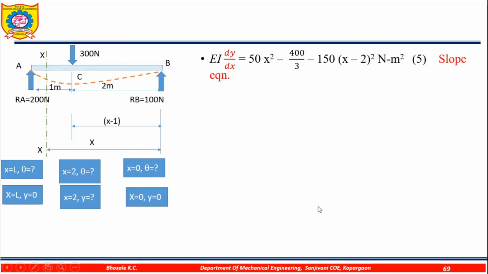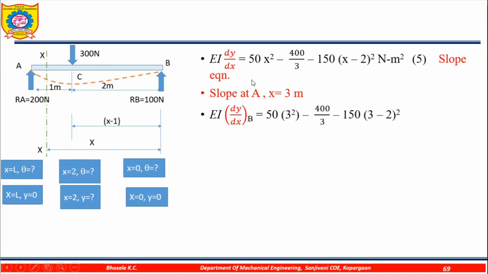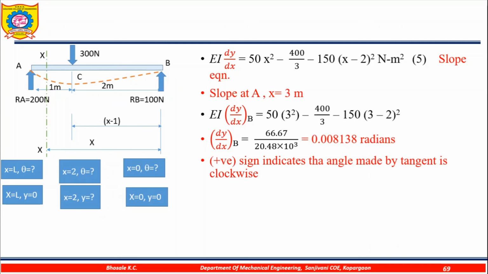Then we'll use the slope equation to find the slope at point A. At point A, x is 3. At this point the slope will be equal to 0.008138 radians. The plus sign indicates that the angle made by the tangent is clockwise.